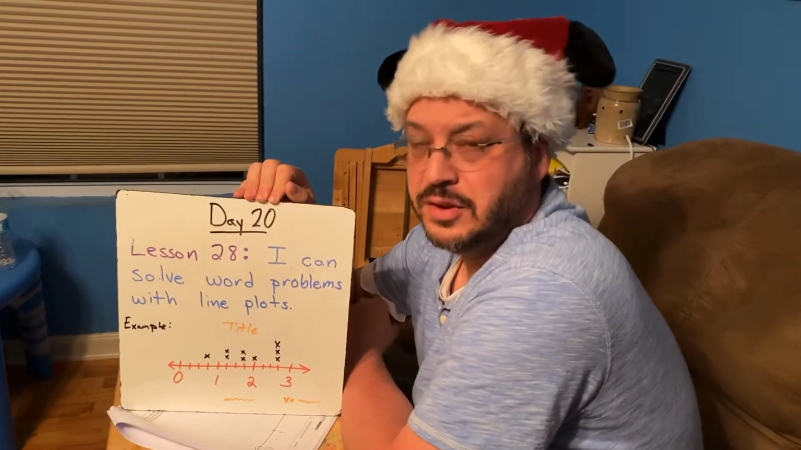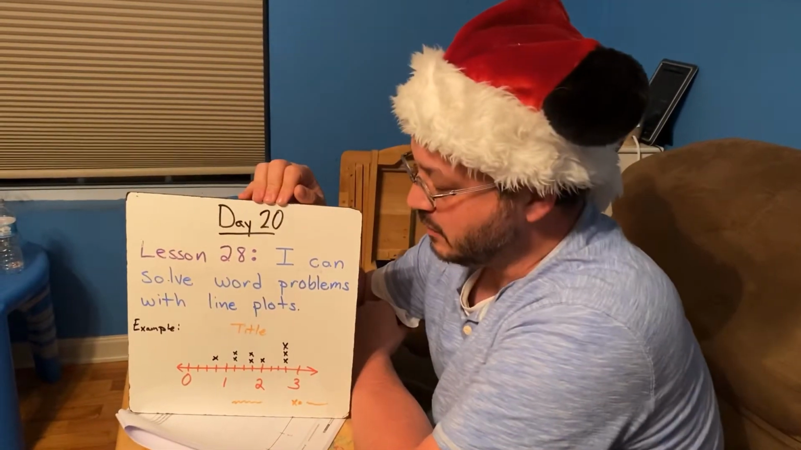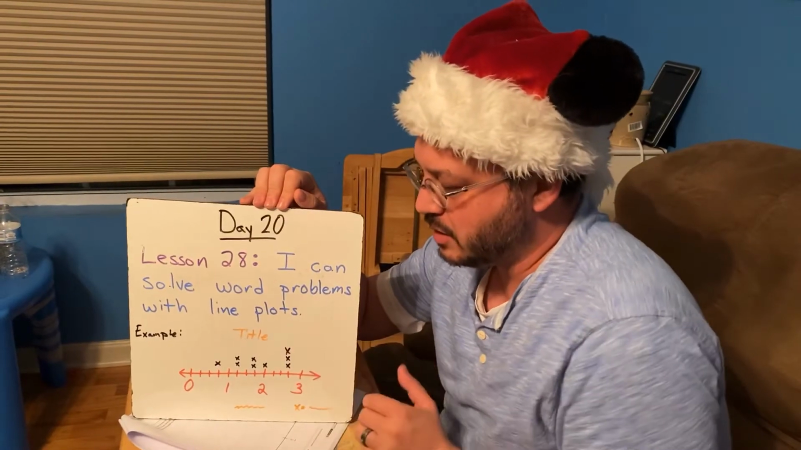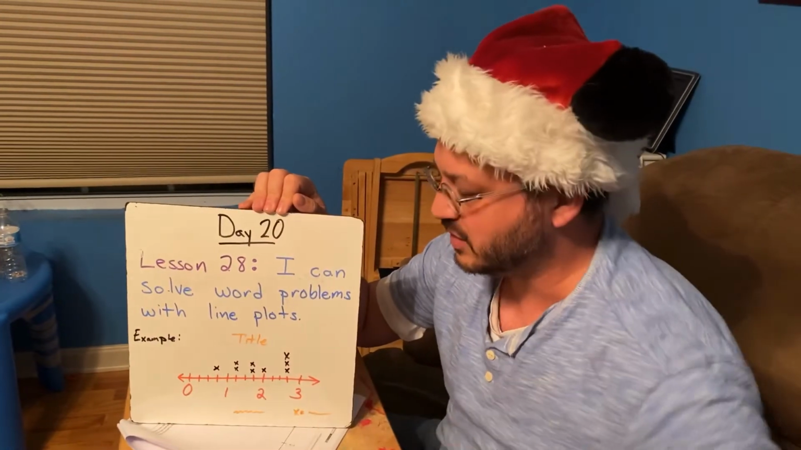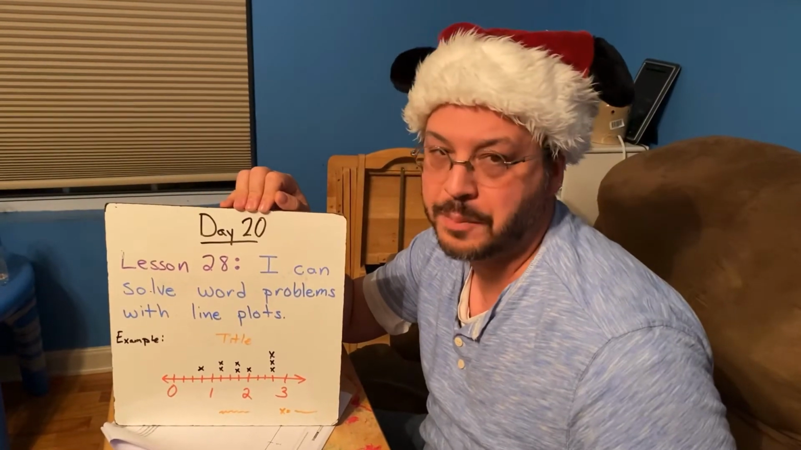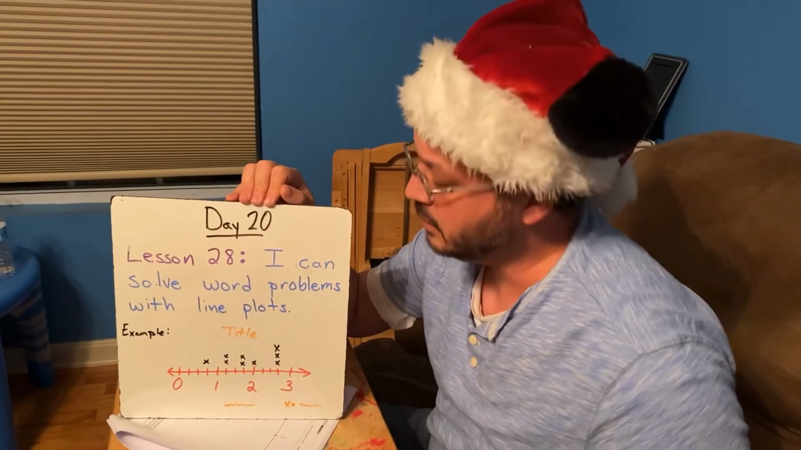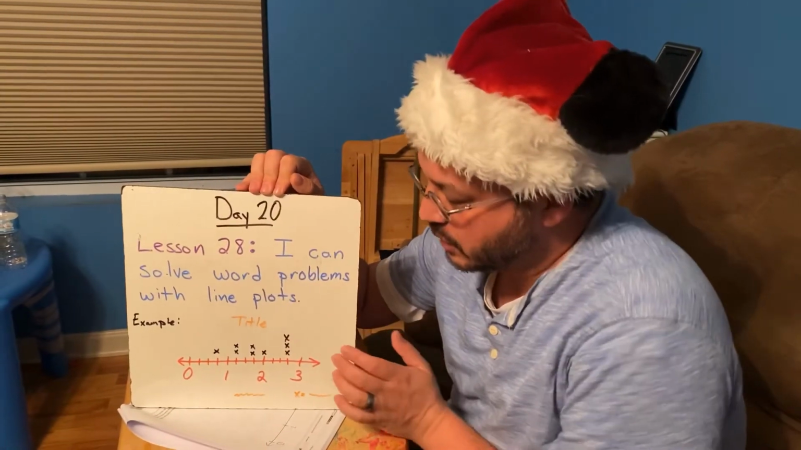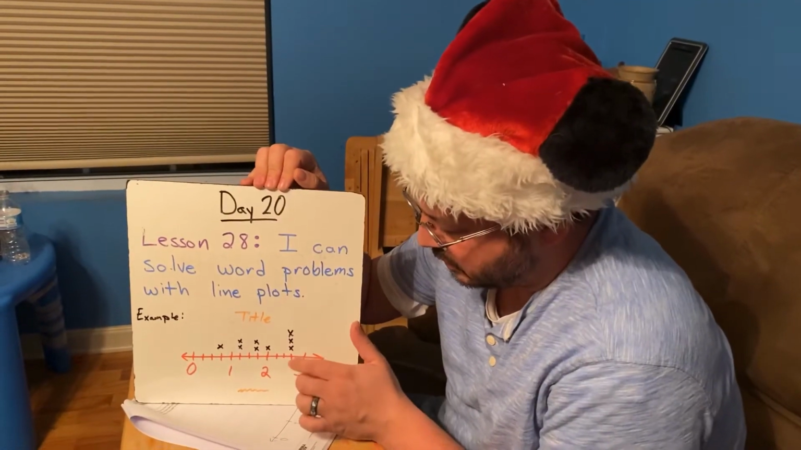Line plots are something you learned last year in third grade. This year we're just going to take the data from our word problems and put them on a line plot, which, if you notice, looks a lot like a number line. On a number line, we have our dots, our points placed right on the line. In a line plot, we're actually taking that data and showing it above the line. So you can have more than one thing on a certain spot.